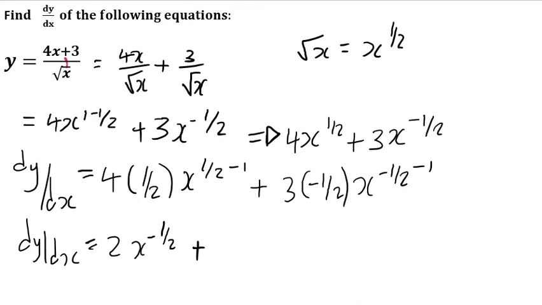Okay, so here you can erase this positive sign, because when you multiply 3 by negative half, you're gonna get negative 3 over 2. Let's erase this sign just to save time. So you can write negative 3 over 2 x to the power of minus 1 over 2 minus 1, so you're gonna get minus 3 over 2.